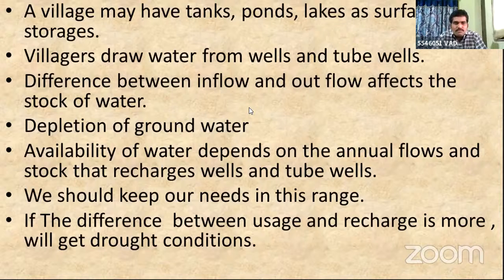Where small tanks are available and there is no canal water facility, villagers draw water from wells and tube wells. In some places open wells are suitable, but in some places only tube wells are suitable because the groundwater is available at a very high depth. In those areas, open wells are not suitable, so villagers draw water from bore wells and tube wells. In our homes also we have open wells, but nowadays all are filling the open wells and digging tube wells for convenience.